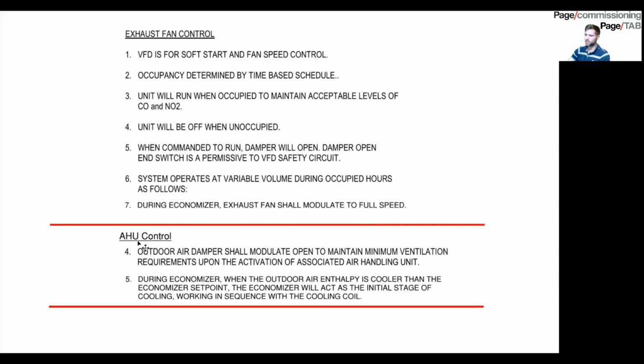And you go to the AHU control and it says during economizer, when the outdoor air enthalpy is cooler than the economizer set point, the economizer will act as the initial stage of cooling. So basically you're going to modulate your outdoor air to maintain your discharge temperature in sequence with your cooling coil. So if your outdoor air is 100% open, it still can't cool down the space enough, then you're going to modulate your cooling coil.